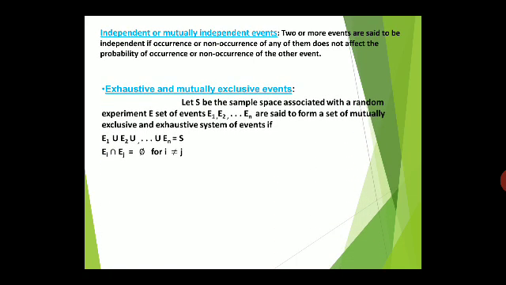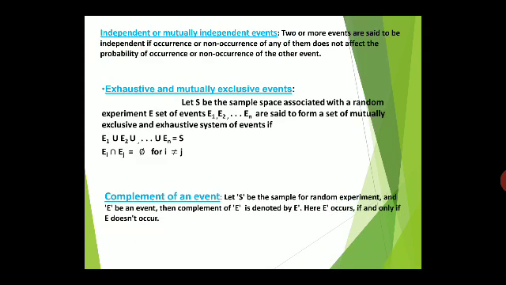Then exhaustive and mutually exclusive events. Let S be the sample space associated with a random experiment E. A set of events E1, E2, ..., En are said to be a set of mutually exclusive and exhaustive events if their union is the sample space and the intersection Ei ∩ Ej is equal to phi for i not equal to j. Then we'll know about the complement of an event.